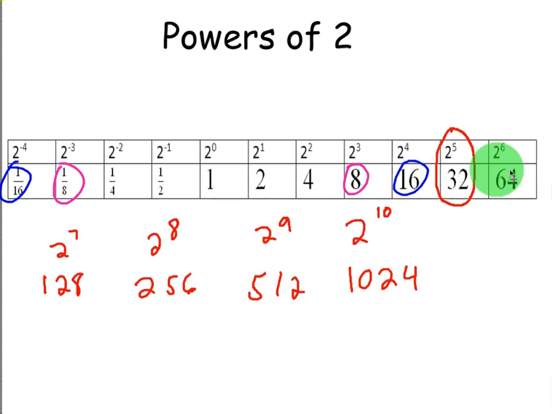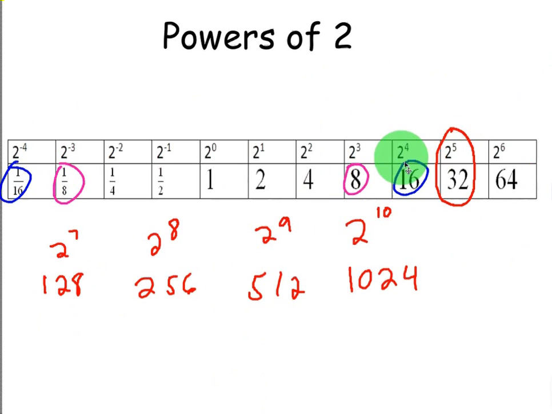Okay, let's start all the way to the right here. 2 to the 6th, right? What does that mean? That means 2 times 2 times 2, 6 times. 64, okay? 2 to the 5th, 2 times itself 5 times, 32. 2 to the 4th, 2 times 2 times 2 times 2 is 16.